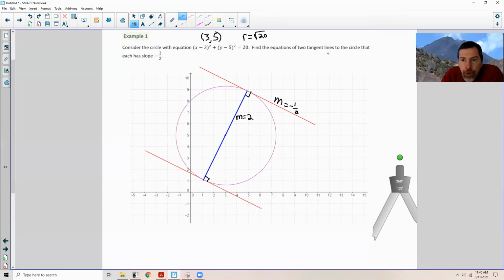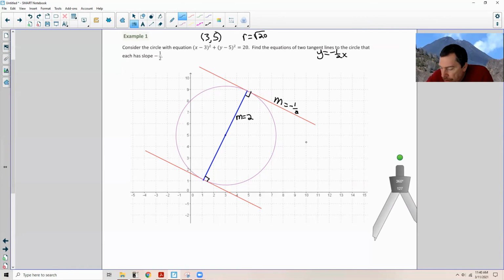Okay, so we already know that the equation is going to be y equals -1/2 x, but I don't know my y-intercept at either point, and we can't estimate. That's not 1.7, it might be 1.75, it might be 1.8. We don't want to guess, so we need to figure out how to do this.